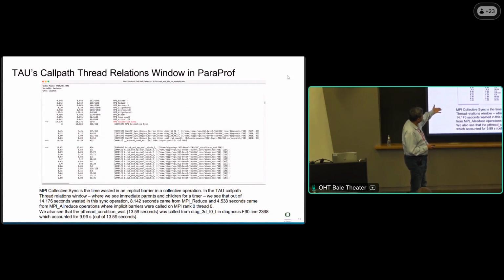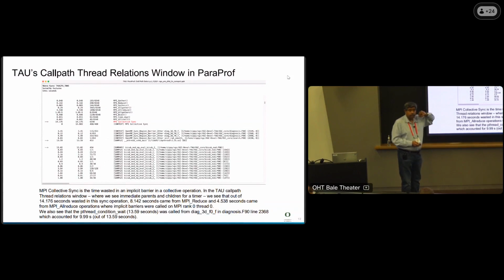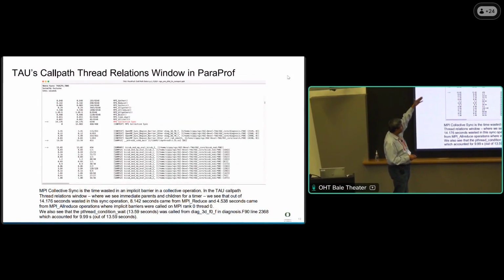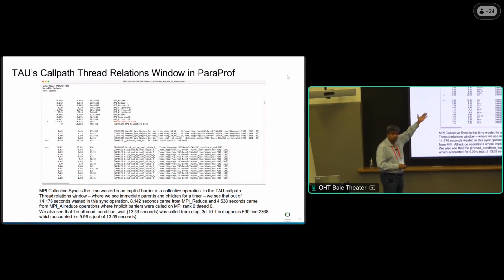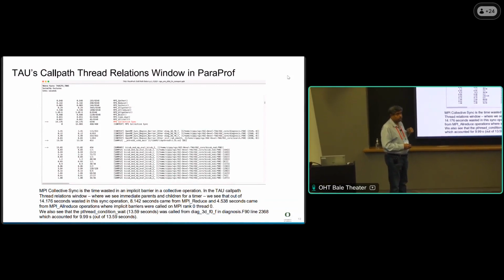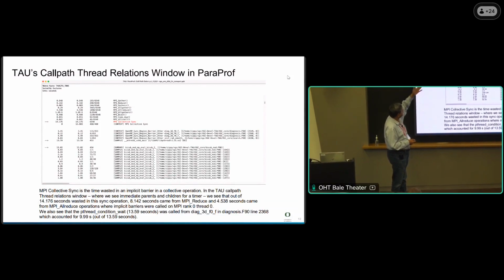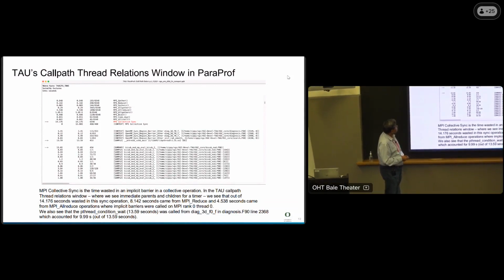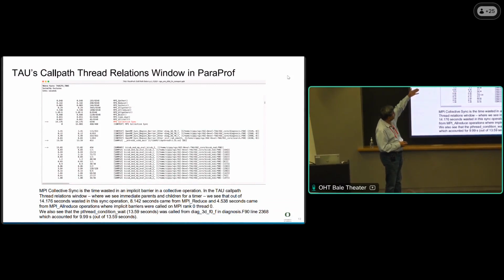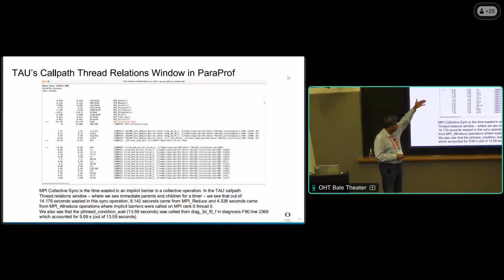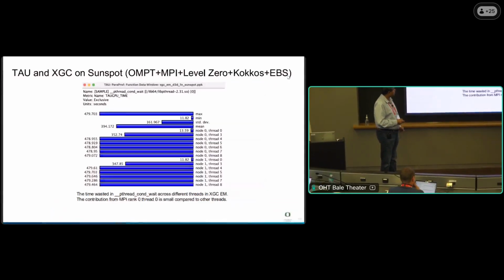Here are examples of TAU being used with the MPI collective sync. You can see that there's 14 seconds wasted in the MPI barrier, and you can see which MPI collective operation was responsible for that call. Here, in this case, you can see that 8.1 seconds out of the 14 seconds came from MPI reduce operation. And then you can go down and see every location in the code.